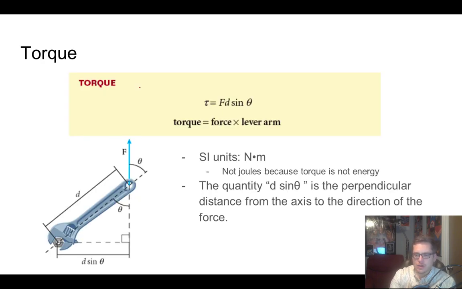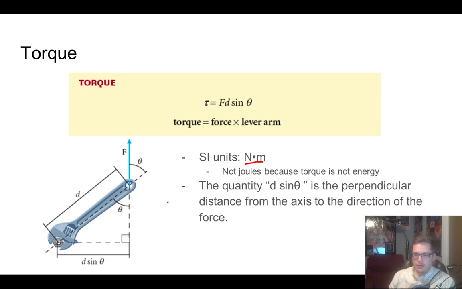Here's our formula for torque. Torque, remember lowercase tau with the curvy top, is equal to force times distance times sine theta. You'll notice this looks a lot like work, but it's not quite work. The SI unit for torque is the Newton meter. It's not a joule because it's not quite an energy. It's an application of a force.